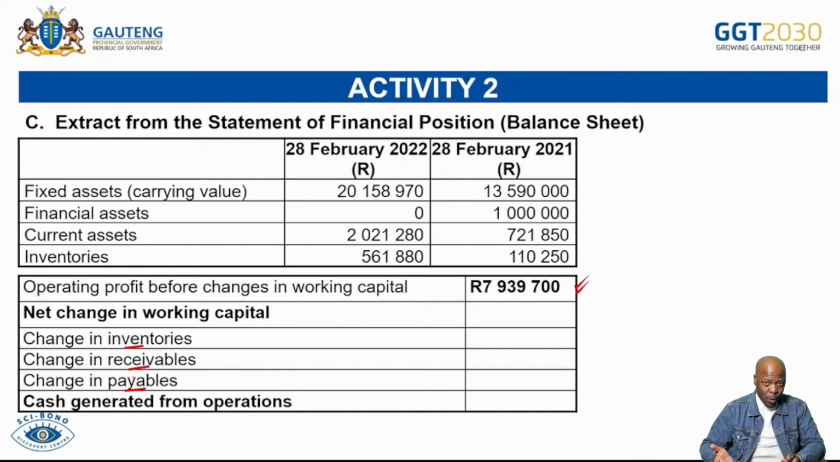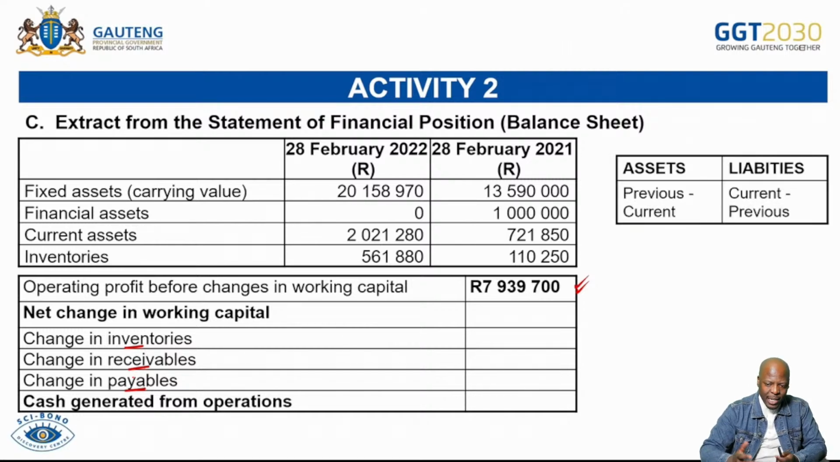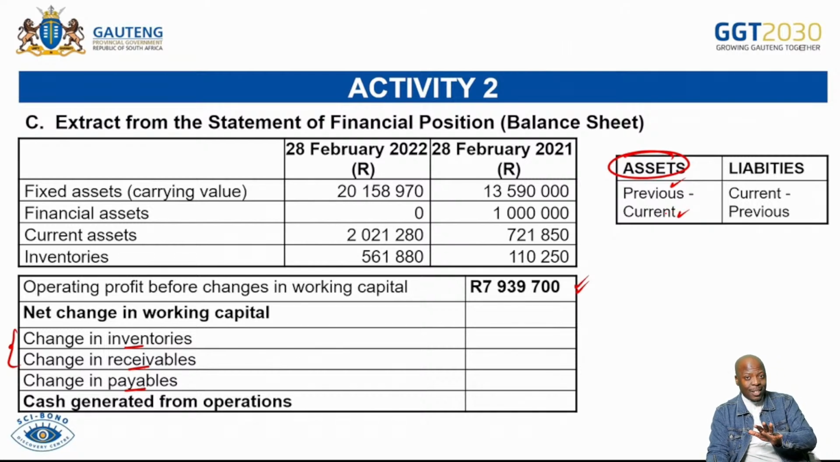So one of the fastest ways is to say, when you are dealing with assets, for example, your inventories and your receivables are assets, you simply say previous minus current, then you trust your calculator. Whatever your calculator gives you, you put it in as it is given on the calculator. What do you say? Previous minus your current, and then you take whatever your calculator would have given you. So let's see if that is going to work in this case.